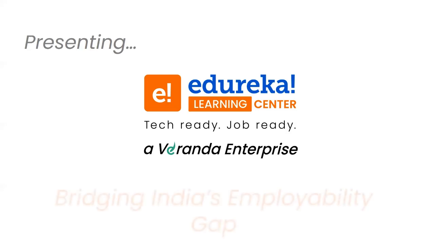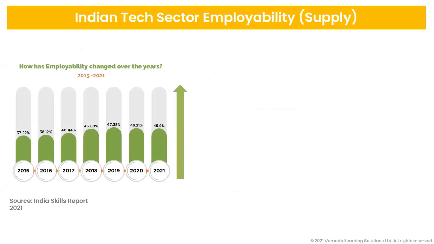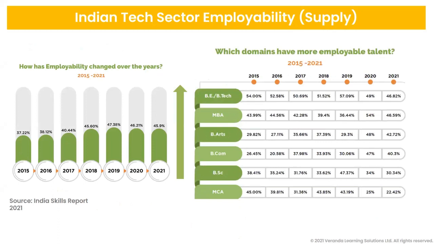So let us discuss bridging the gap in the India employment sector. There are some statistics here taken from the India Skills Report 2021. You can see from the graph how employability has changed over the years from 2015 to 2021. There is a steady rate of growth from 37.22% in 2015 to 46% in 2021.